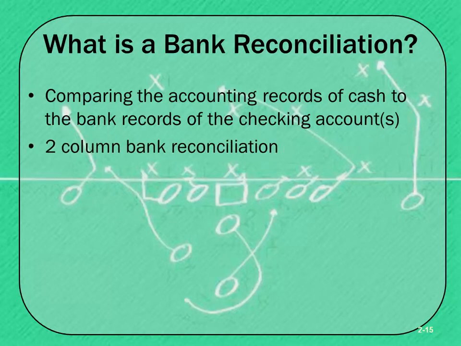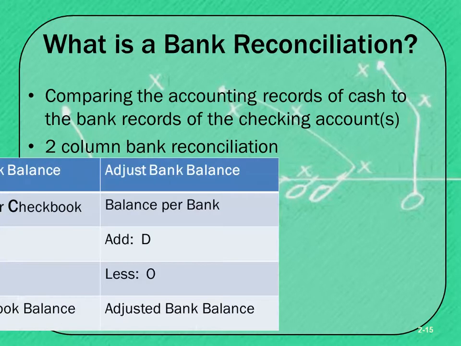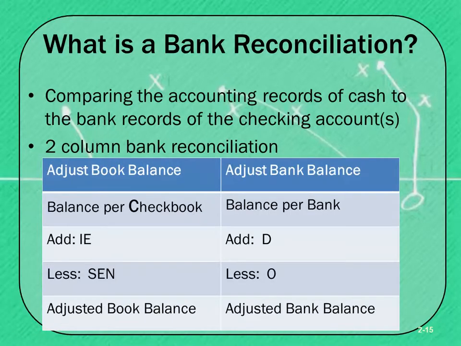For this class, we're going to use the two-column bank reconciliation, and we'll take a quick look at what it is. Well, we're looking at the left side there, and this is where the whole CIE SEN DO acronym comes from. Over on the left side, we're going to adjust the book balance. On the right side, you can adjust the bank balance. To be honest, if you want to do the bank balance on the left side and the book balance on the right side, go for it. Just make sure you make the adjustment.